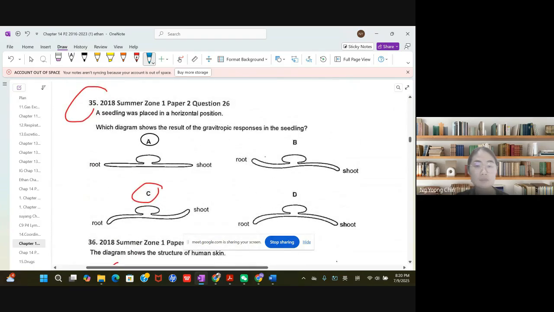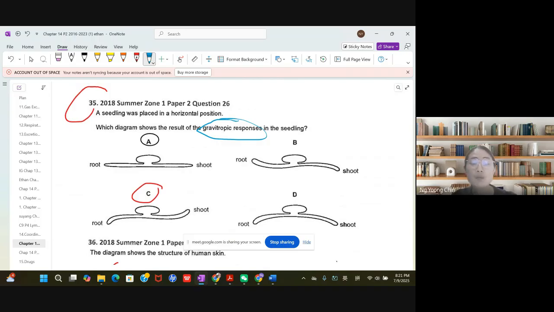gravitropic response in the seedling. So the answer is not A. I hope you understand that gravitropism is affected by gravity only. It will not be affected by light. What do we mean by affected by gravity? The roots always show positive gravitropism, and the shoot always shows negative gravitropism. So the shoot shows negative gravitropism, meaning it will always grow in the opposite direction to the gravity.